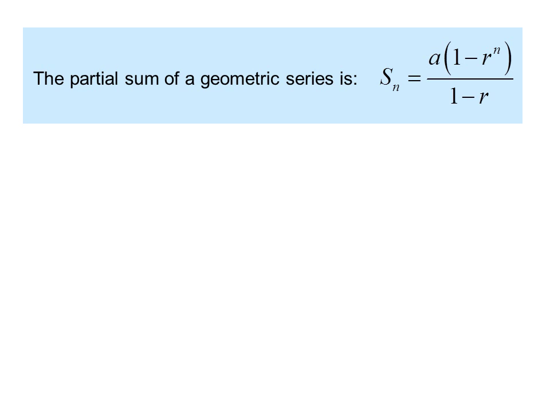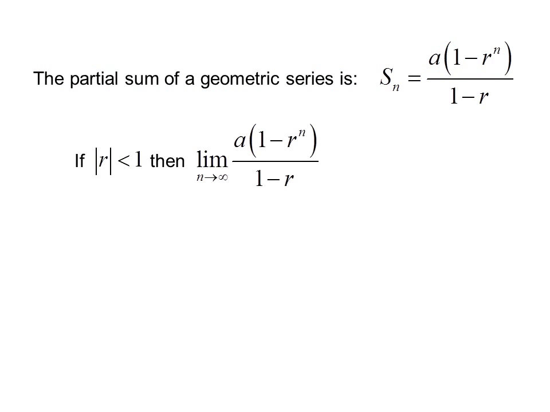The partial sum of a geometric series is S sub n equals a times 1 minus r to the n over 1 minus r. If the absolute value of r is less than 1, then when we take the limit as n goes to infinity of a times 1 minus r to the n over 1 minus r, r to the n approaches 0. And we get a over 1 minus r.